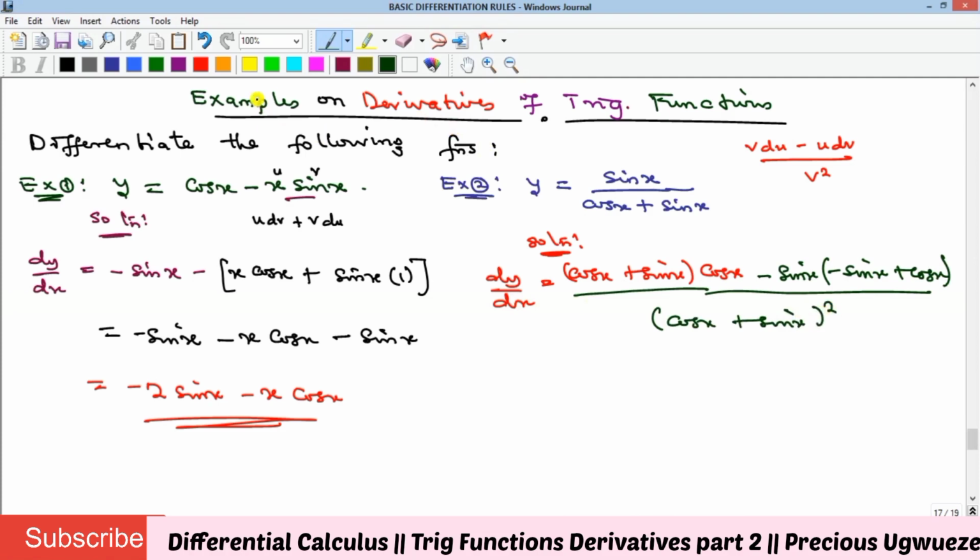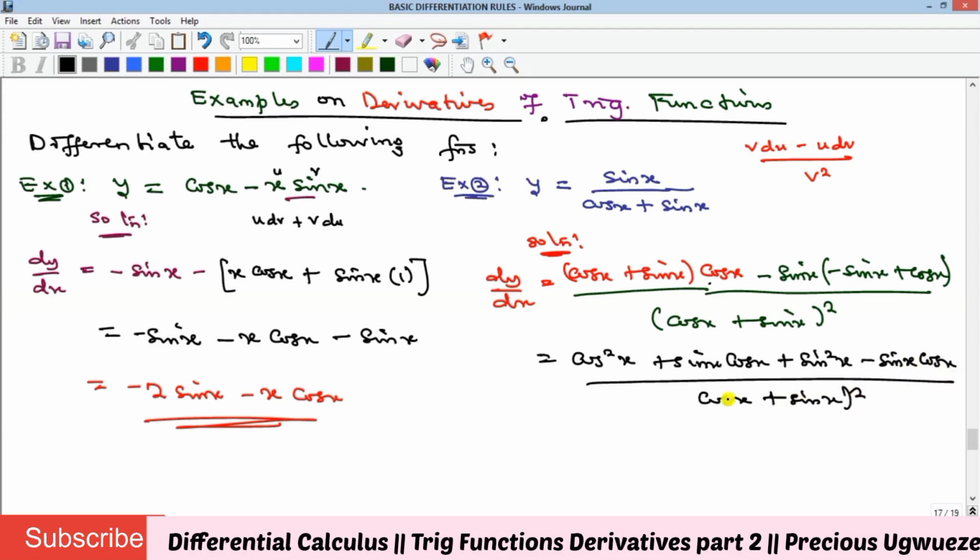That's v squared. And when we open the bracket, what are we going to have? Cos x times cos x is cos squared x. Cos x times this will give us plus sine x cos x. Now over here you will have plus sine squared x, then minus sine x times this will give us minus sine x cos x, all over. Okay, so here we check, is there anything we can cancel? Yes, of course. From here we can see quickly that sine x cos x can cancel sine x cos x here, and we now have cos squared x plus sine squared x, which we said is equal to 1. So we are going to get 1 all over, and that is the solution for the derivative we are looking for. Alright, so we go to the next example.